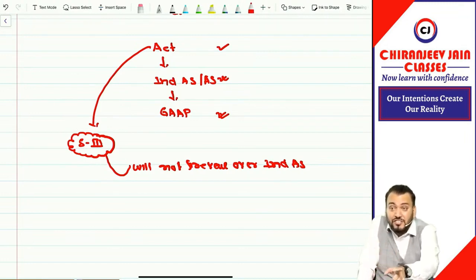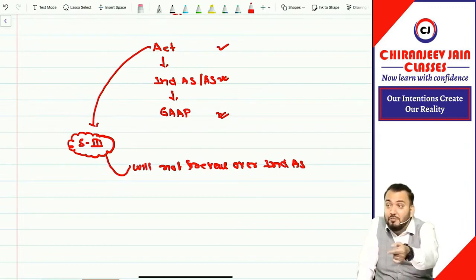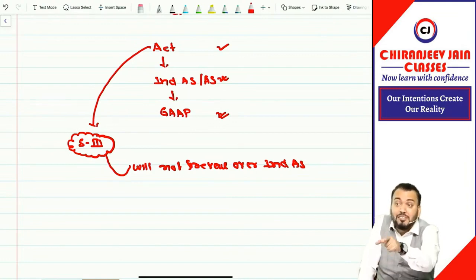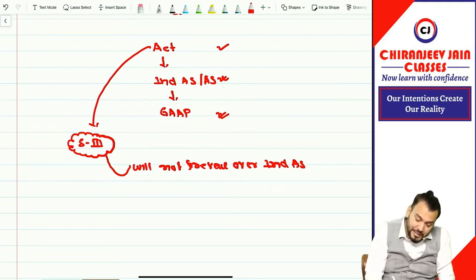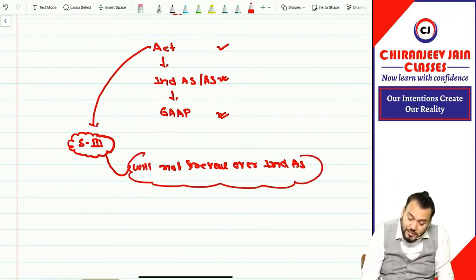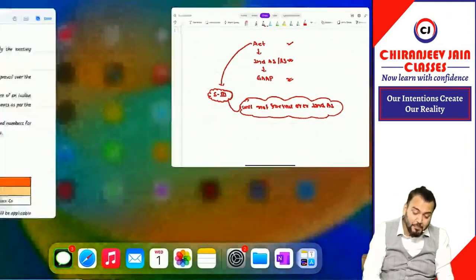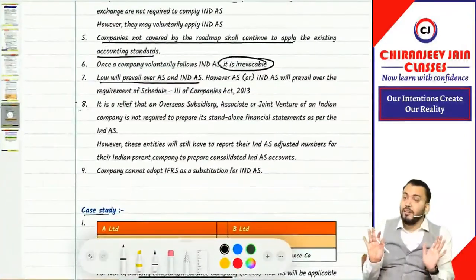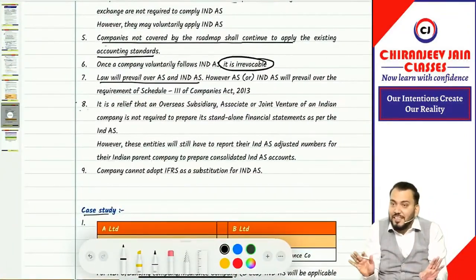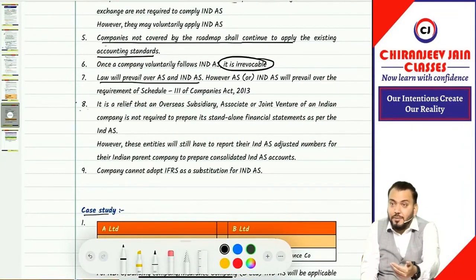Means can I say you can change the format given in Schedule 3 as per the requirement of Ind AS? Yes or no? We can modify the Schedule 3 format or not? Yes, as per the requirement of Ind AS. Got it? This point, have you understood? Correct. These all are practical points, not related to the exam. But this can be asked in an interview.